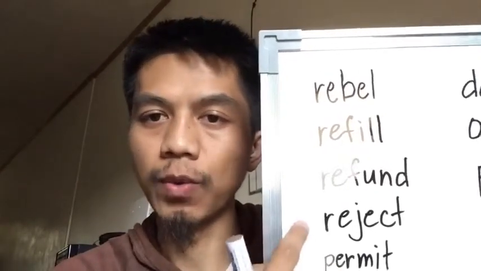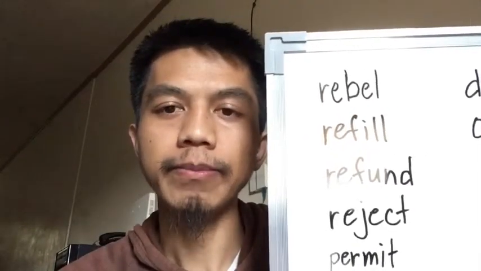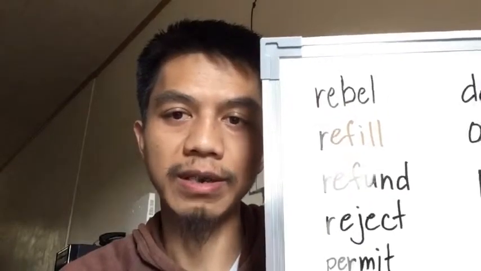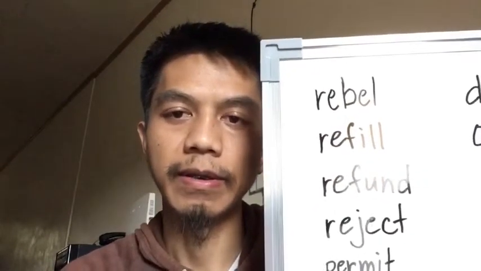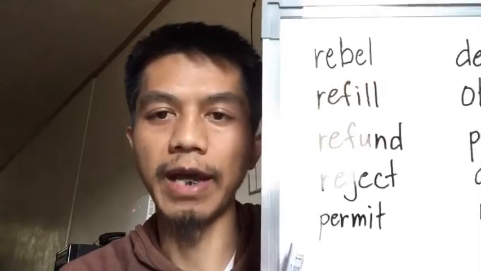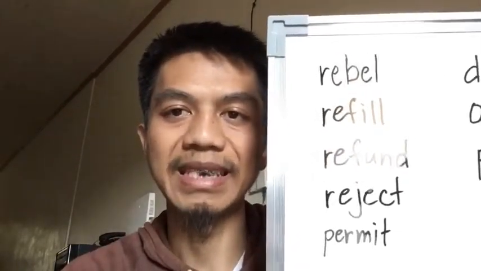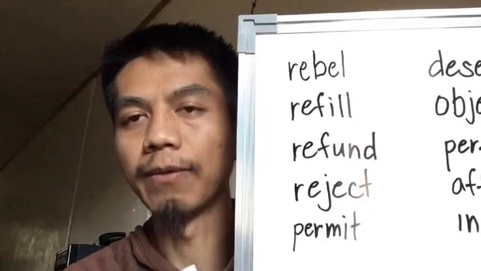So let me use this word in sentences. So if I say, I should reject this proposal, the word reject in that sentence is a verb. And when I say these are rejects, in that sentence the word reject is a noun. And lastly, permit, permit and permit. So permit is a noun, permit is a verb. This is very typical in the English language.